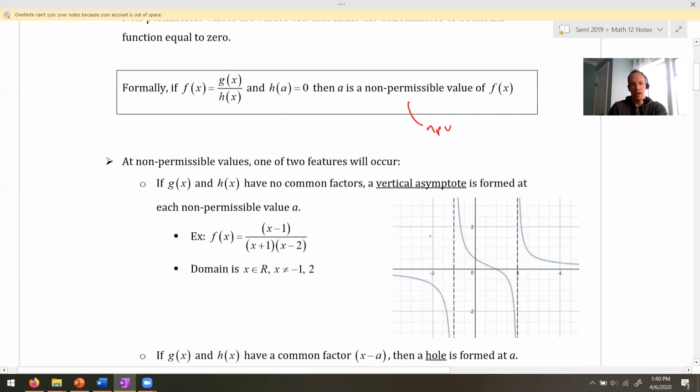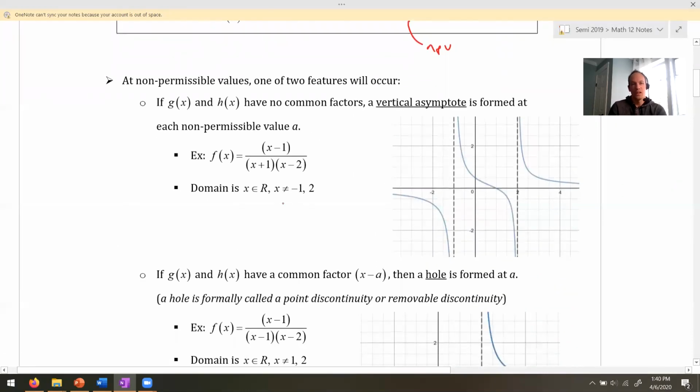Okay, so at non-permissible values, one of two things are going to happen. If there's no common factors between g and h, numerator and denominator, you're going to get a vertical asymptote formed. So in this case, we have x minus 1 over x plus 1, x minus 2. There's no common factors between the top, g of x, and the bottom, which is h of x. With no common factors, nothing cancels out, nothing simplifies, and we can see that when x is equal to -1 or x is equal to +2, you have a problem. You're dividing by 0. What happens when you divide by 0 is you get these vertical asymptotes.